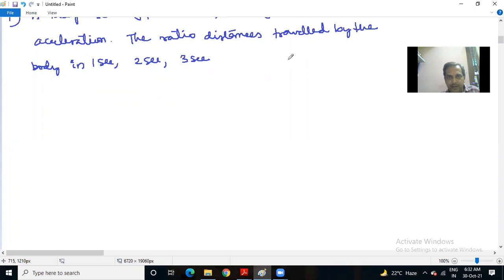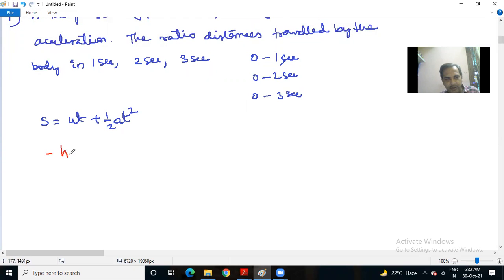So 1 second means 0 to 1 total time. 2 seconds means 0 to 2 seconds. 3 seconds means 0 to 3 seconds. Let us make use of S equal to ut plus half at square to get the answer. S will be turned as H. Since coming down it will be negative, u is 0, half a will be turned as minus g t1 square. So negative and negative cancel.